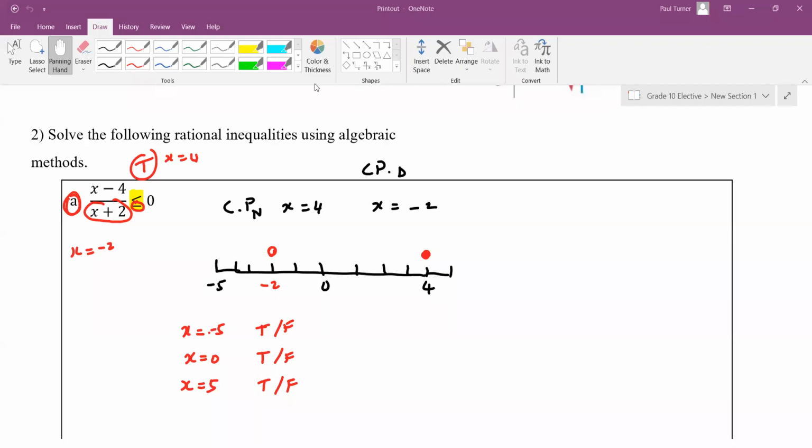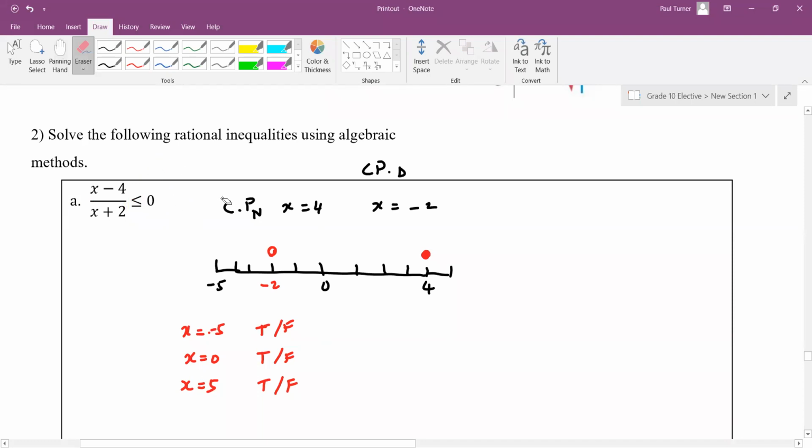Okay, so what we had here, we had a rational inequality. So we have two polynomials, and it's less than or equal to a number, or maybe more than or equal to, up to you. So it depends on the question. So we've got critical points which come from the numerator, so x minus 4. The critical points occur when the numerator equals 0 and the denominator equals 0.